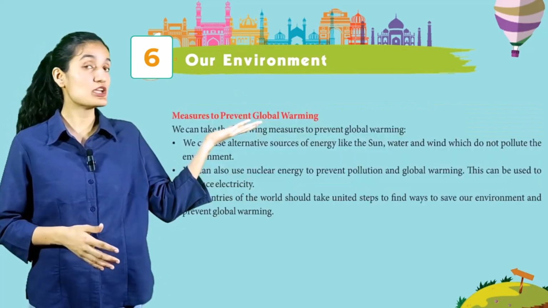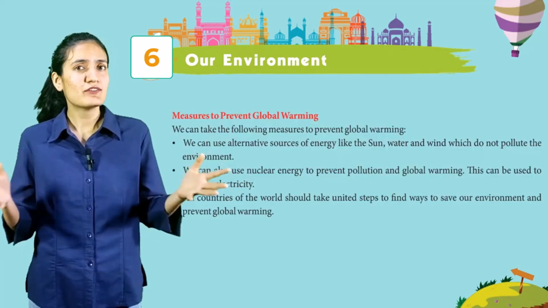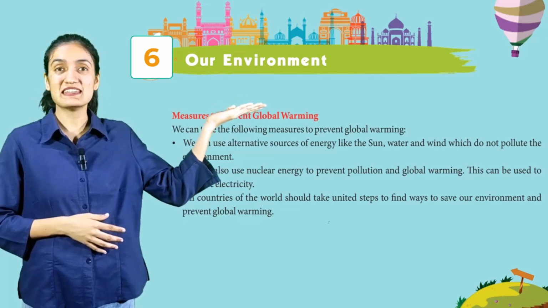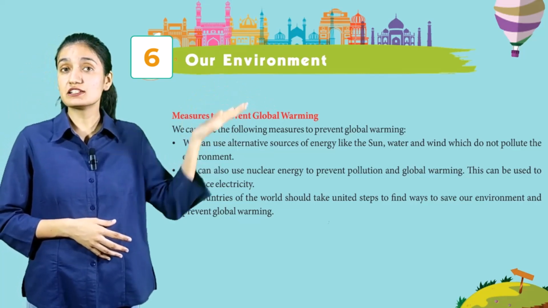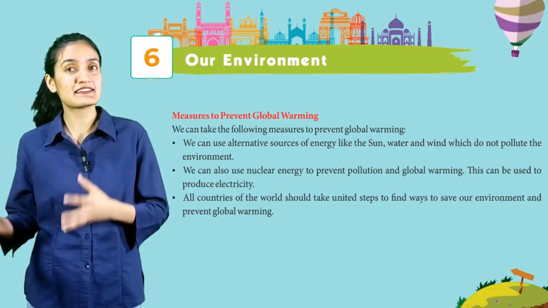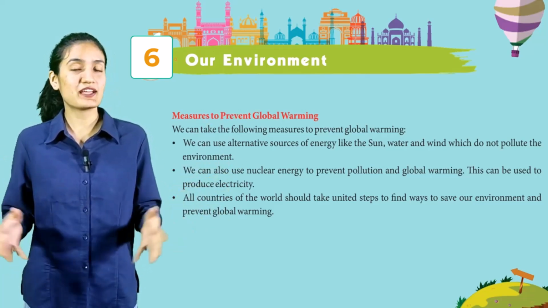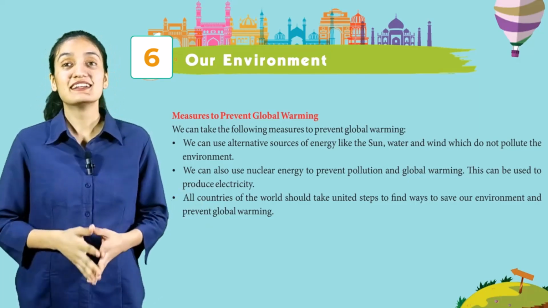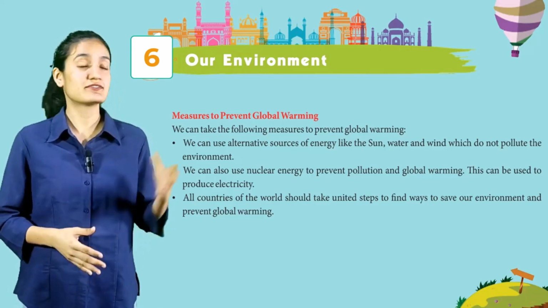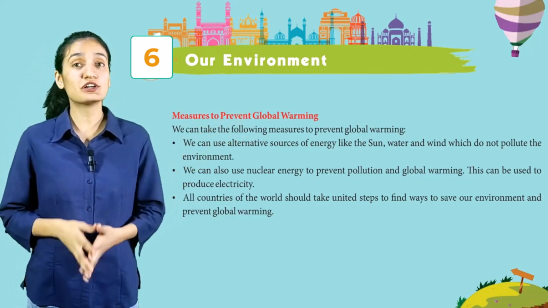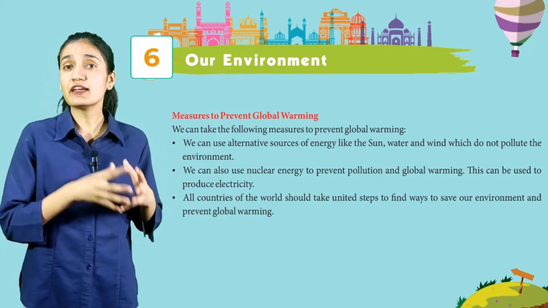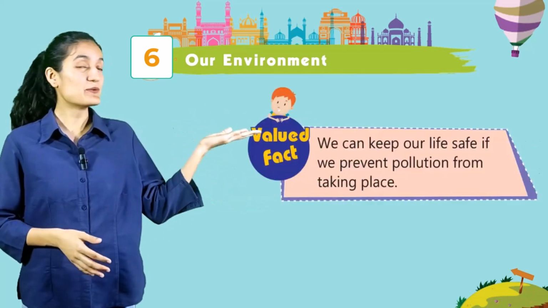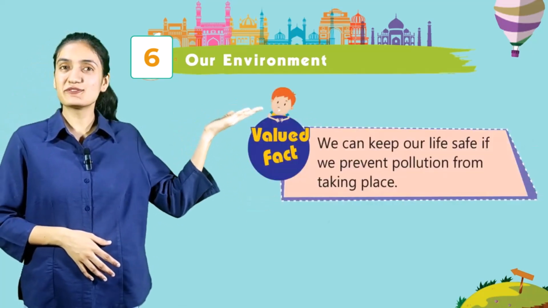Next topic is measures to prevent global warming. We can take the following measures to prevent global warming. Here you can see we can use alternative source of energy like the sun, water and wind, which do not pollute the environment. We can also use nuclear energy to prevent pollution and global warming. This can be used to produce electricity. Next, all countries of the world should take united steps to find ways to save our environment and prevent global warming.